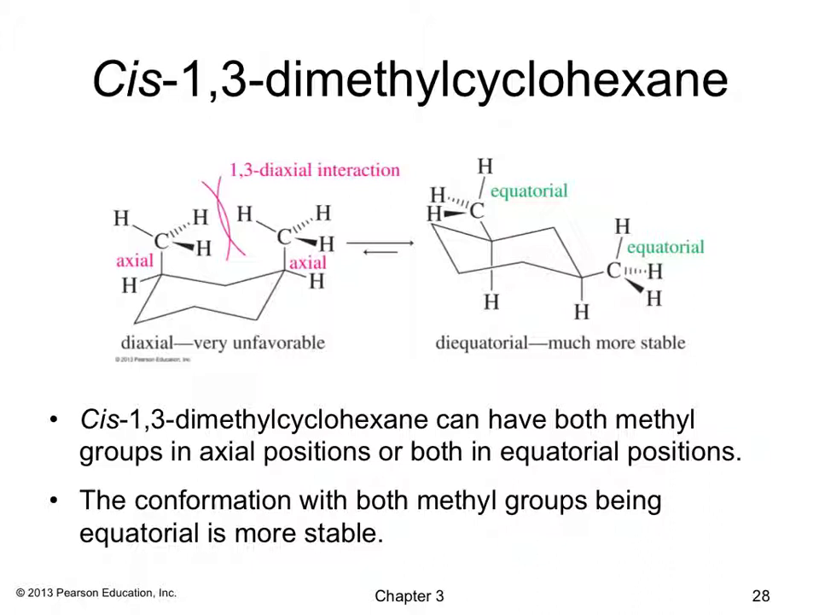Cis-1,3-dimethylcyclohexane, as an example, also exhibits 1,3-diaxial interactions. These are extremely unfavorable. As a result, they would really prefer that these two are equatorial and stable. So in this case, if you look, the arrow is strongly favoring the diequatorial state for the dimethylcyclohexane.